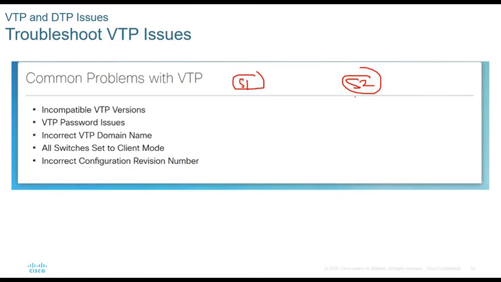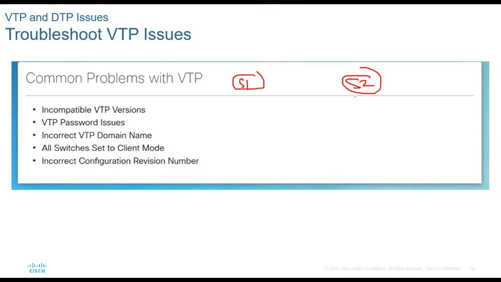So, version 1 and version 2 definitely will not communicate with each other. So, kailangan mong ayusin yun. It's either you change S1 to S2 or change S2 to version 1. Ganun lang kasimple. Number 2, password issues. Okay, mismatches. Nabanggit na natin yan kanina. Number 3, domain name. Ang simple, no? Whatever domain name is used on the VTP server must be the same domain name configured on S2.